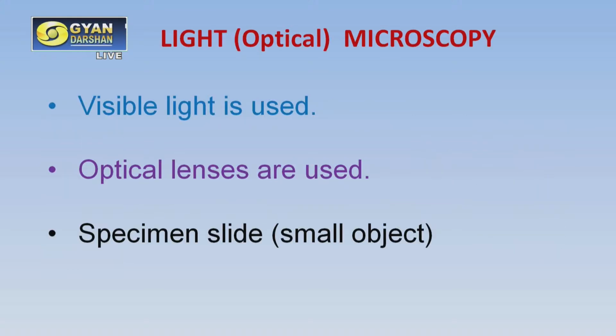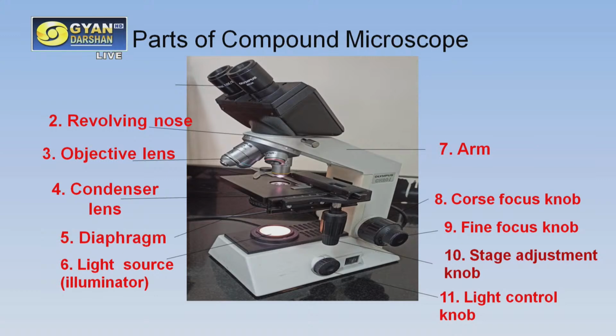So in this session I will talk about light microscopy. In light microscopy, generally three things are necessary: first, visible light; then optical lenses; and the specimen slides. First I will talk about the basic parts of the compound microscope.